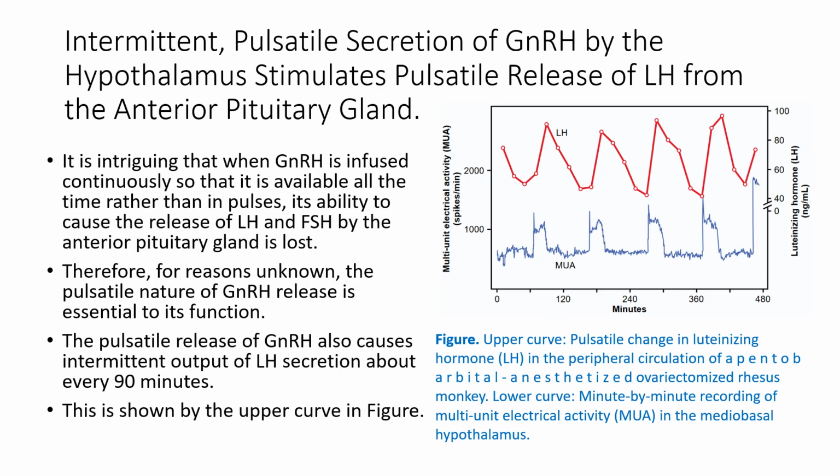It is intriguing that when GnRH is infused continuously so that it is available all the time rather than in pulses, its ability to cause the release of LH and FSH by the anterior pituitary gland is lost. Therefore, for reasons unknown, the pulsatile nature of GnRH release is essential to its function. The pulsatile release of GnRH also causes intermittent output of LH secretion about every 90 minutes. This is shown by the upper curve in figure.